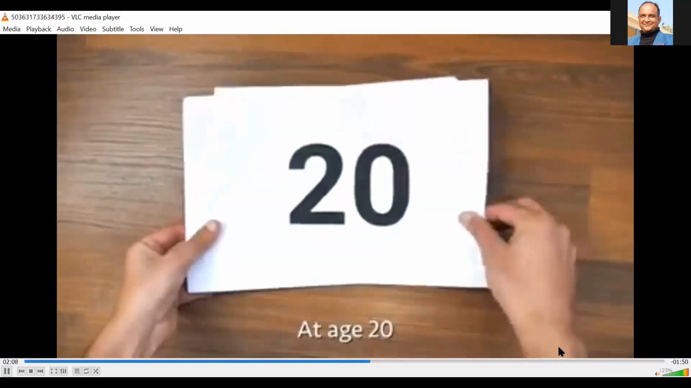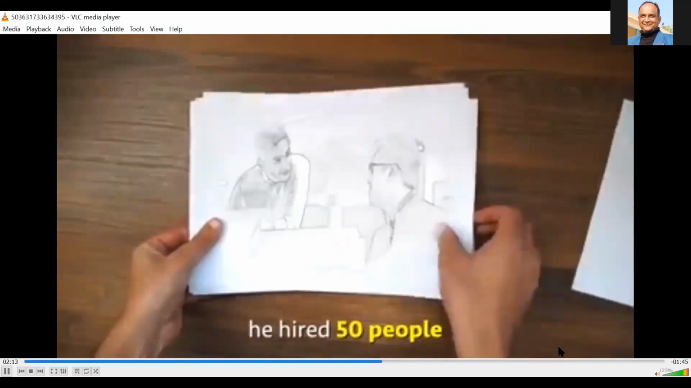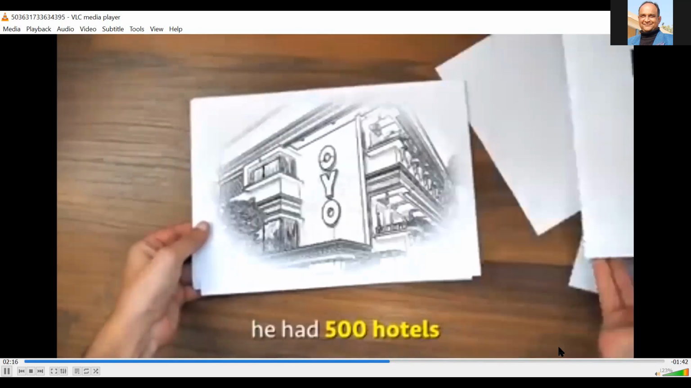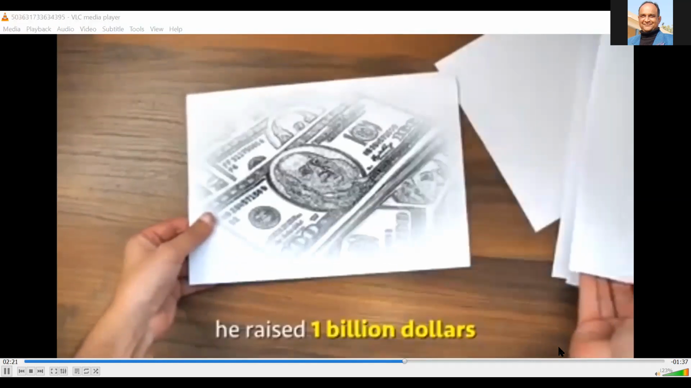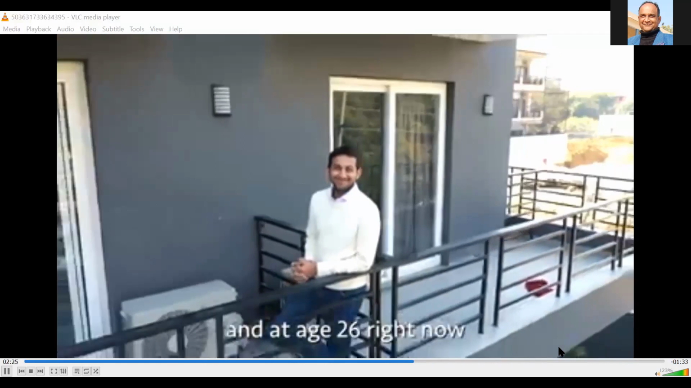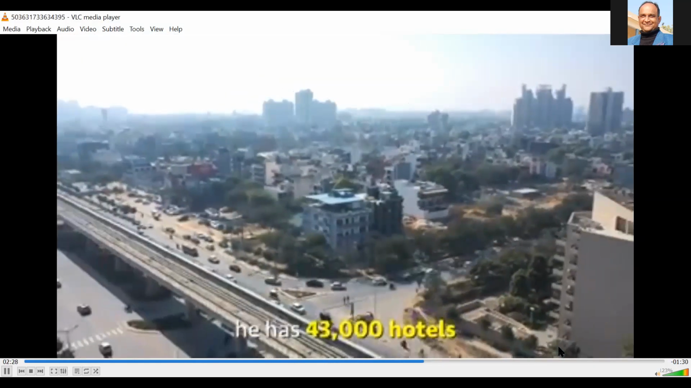At age 20, he raised money from investors. At age 21, he hired 50 people. At age 22, he had 500 hotels. At age 24, he raised $1 billion. And at age 26, right now, he has 43,000 hotels. He built the second largest hotel chain in the world.